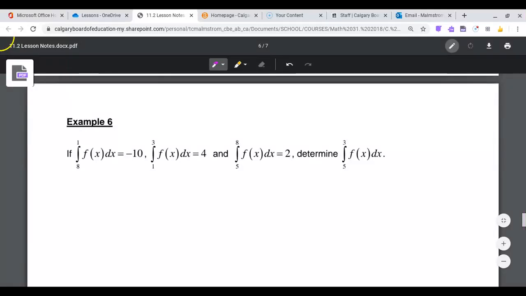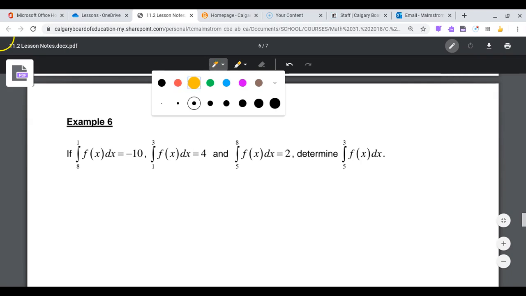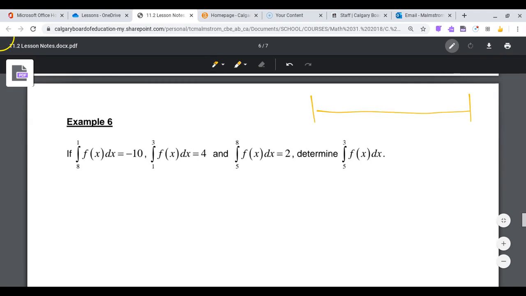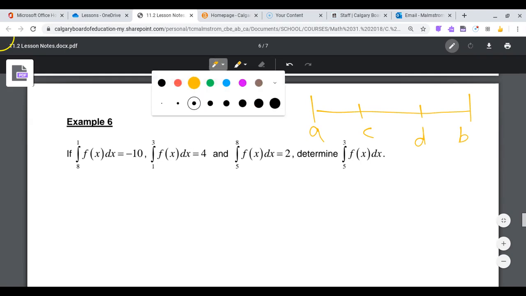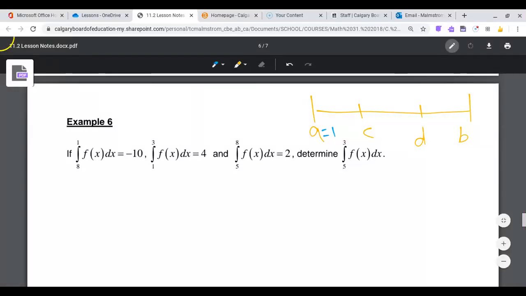Well, that's okay. We can add a D to our piece as long as it's somewhere in the middle. So we have our A to B. We could put in a C and a D. Okay, in this case, we have to figure out who's who. So what do we have? We would have that A would be equal to the smallest number, which I see is 1. And then I would have C be the next number along the line, which would be 3, and then D would be 5, and B would be 8.